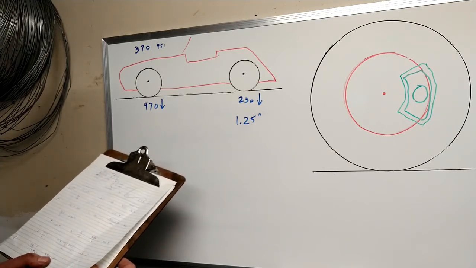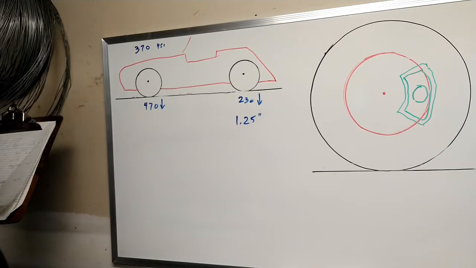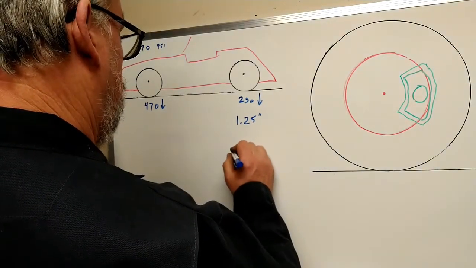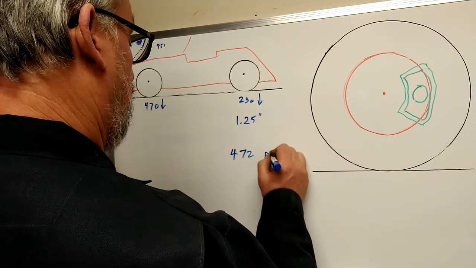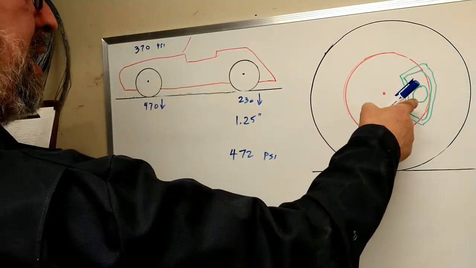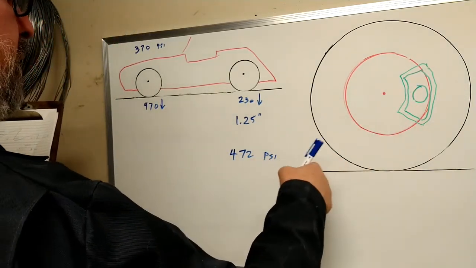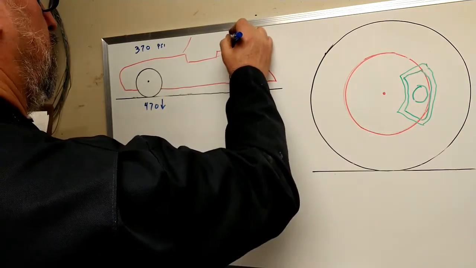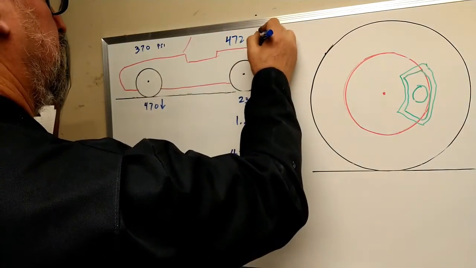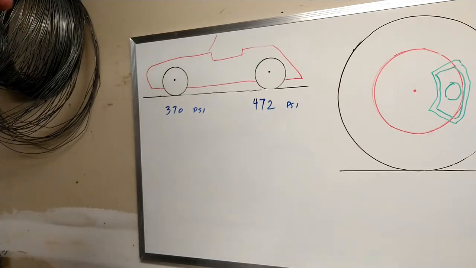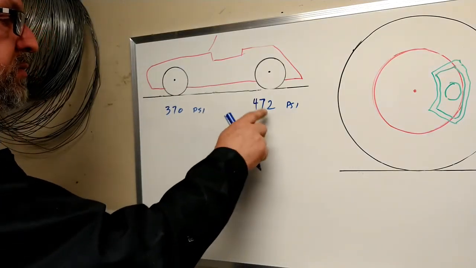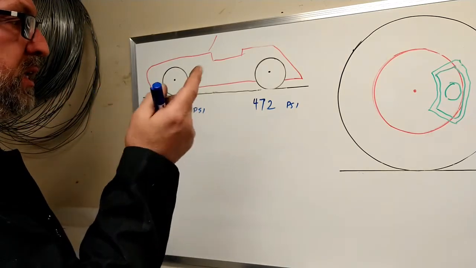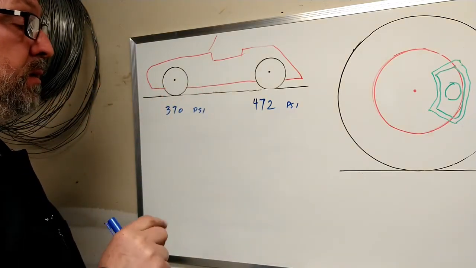And you go through it, and you get to 472 psi on the back calipers will start to lock up that wheel as well. So 472 psi. So having calculated these 2 numbers, we have to decide what size master cylinders we're going to come up with, and if it's reasonable.